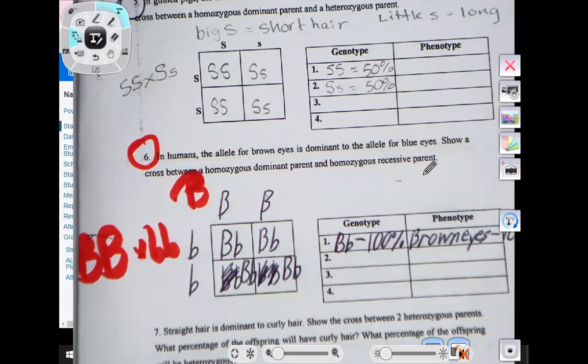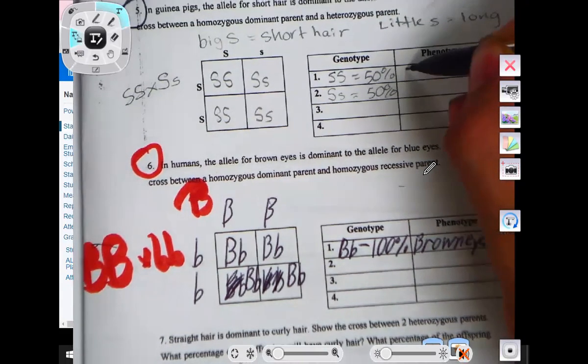All of them short? Because all of them are going to be short, because which is the dominant trait? Short hair. And so everyone has at least one dominant trait, so therefore you're going to have it. So what's the percentage having short hair? 100%. What's the phenotype? Phenotype is the trait that's shown. So what's the trait that's going to be shown? Short hair. Yes. And what's the percent of that? 100%.